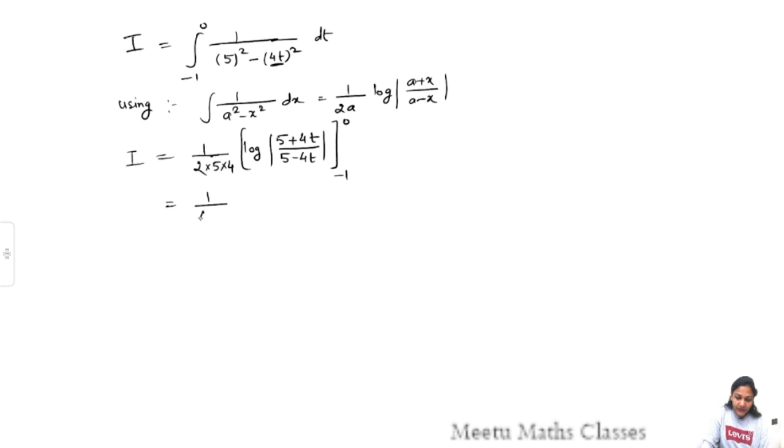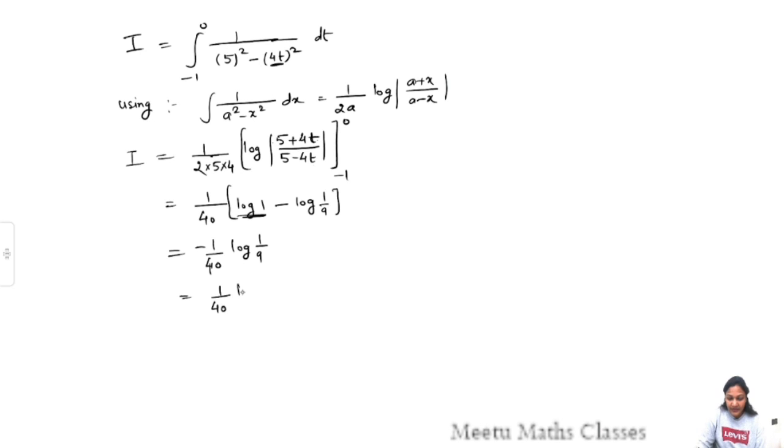So it will become 1 upon 40 log of, if we put 0 here, log of 1, minus, if we put t equal to minus 1, then 5 minus 1 is 1 and 5 plus 1 is 9. Now log 1 is 0, so minus 1 by 40 log of 1 by 9. And if you take the minus 1 inside into its power, then it will give you log 9, and this is your final answer.